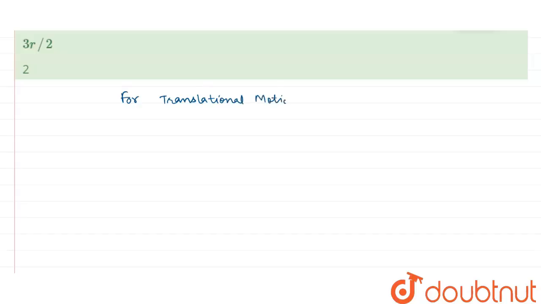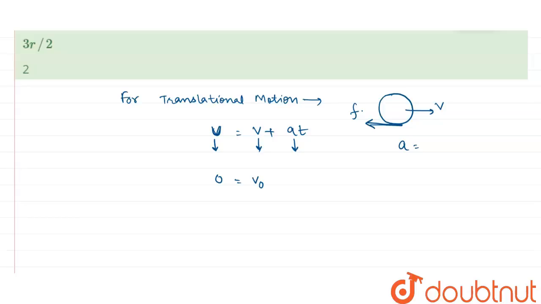For translational motion, the equation of motion is given as v equals u plus at. This is the initial velocity, this is the final velocity, a is the acceleration, and t is the time. Now the final value is 0, so 0 equals v naught plus at. The motion is in this direction and friction is in the opposite direction, so the acceleration is negative because it retards the motion; it is basically deceleration.